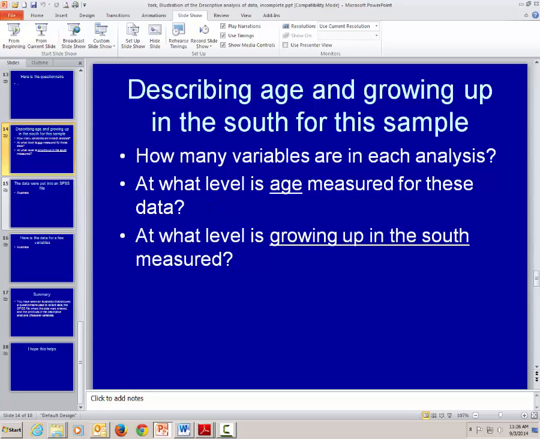In each analysis, the number of variables is 1. You want to describe age, and you want to describe growing up in the South. I did not ask the question, is there a relationship between age and growing up in the South? I simply wanted to describe each. So the number of variables is 1 in each case. Each is measured at the nominal level.